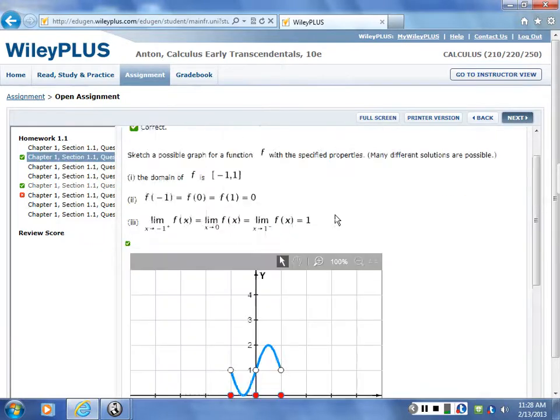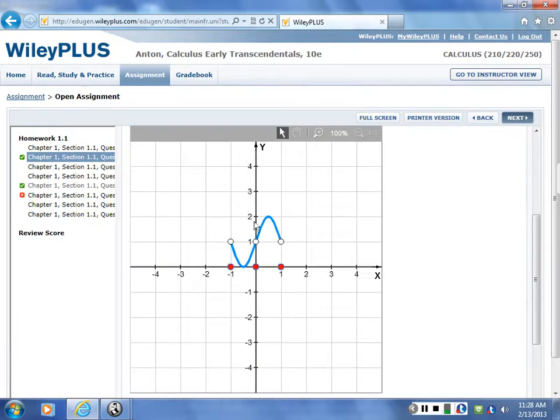So I might give you this graph and ask you about the limit. Do you understand the limit as x goes to -1 from the right goes to 1? Yes. And then the limit as x goes to 0 goes to 1? And the limit as x goes to 1 from the left goes to 1? But the value of the function at these 3 points are 0?